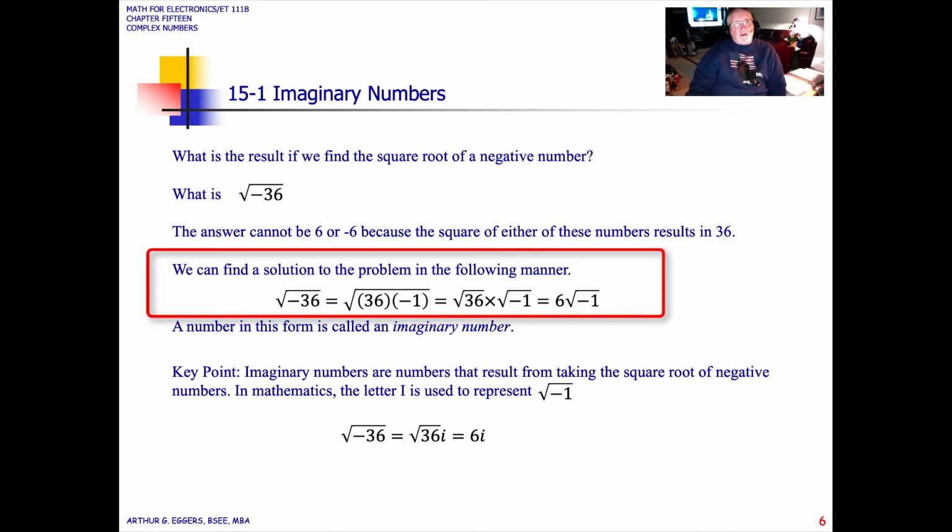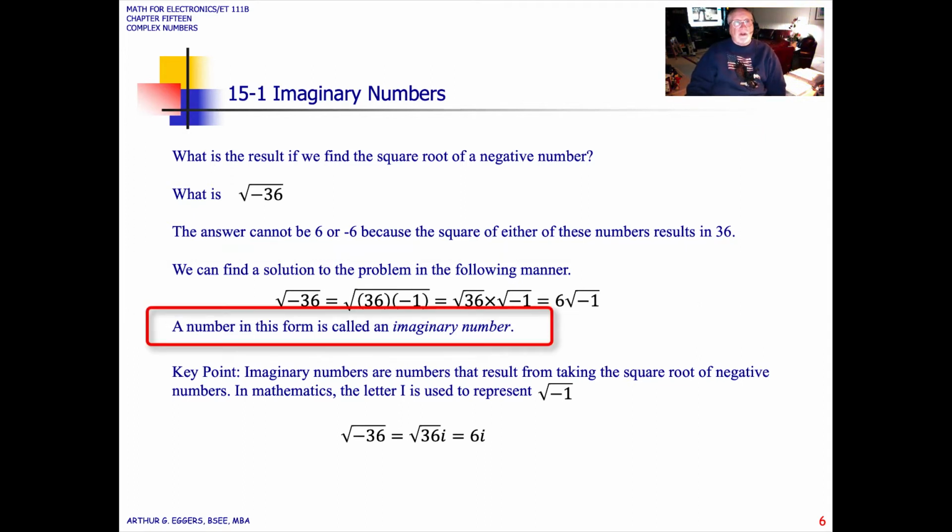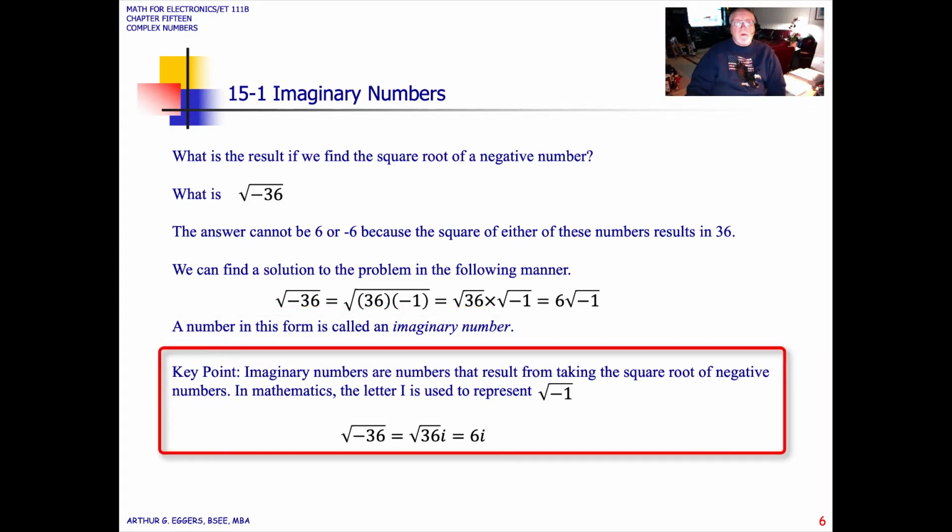So if we look at the solution for the square root of negative 36, let's take the negative number and separate it from the number that we're actually going to factor down when we do the square root. So that we have two components, the square root of 36 and the square root of negative 1. And what this leaves us is 6 times the square root of negative 1. And that square root of negative 1 becomes an important component in imaginary numbers. A number of this form then is called the imaginary number. Imaginary numbers are numbers that result from taking the square root of negative numbers.